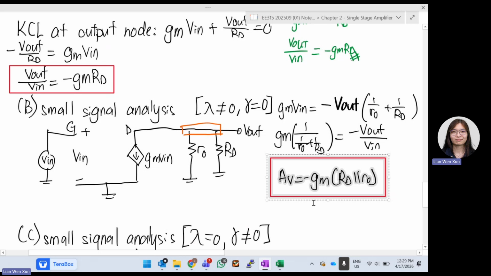RD parallel with R0. So you might ask, why is it negative? Negative is because the signals are inverted. Okay, that's why you keep on seeing negative in common source. Just now it was negative GM RD, here now it is negative GM RD parallel with R0. Okay, all good? Next one.